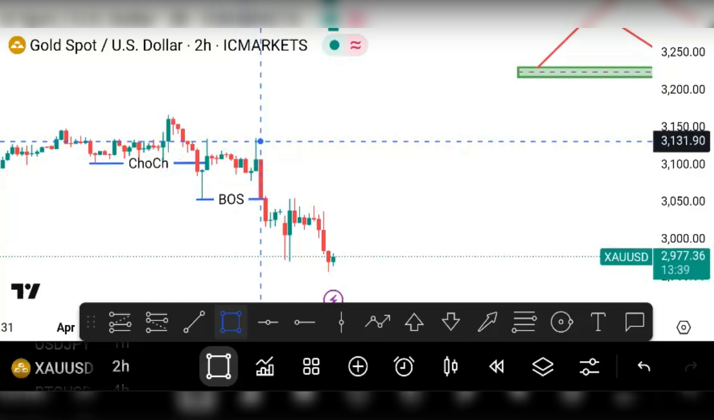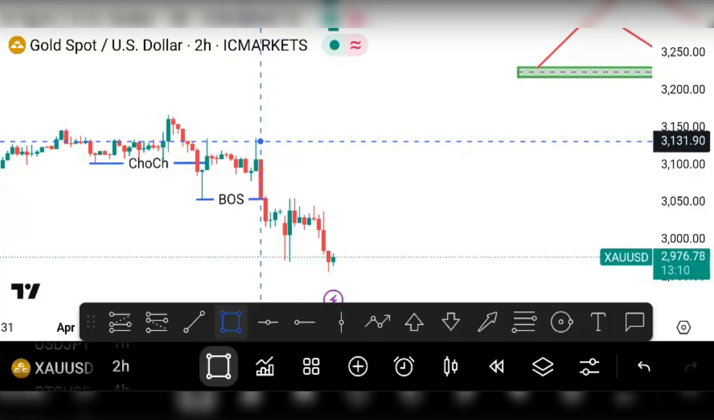A top-down analysis is just like you analyzing from the higher time frame. That's what I am showing you now. I am analyzing from 4 hours, using 4 hours to identify my trend, then using 2 hours to refine what I am finding. Then I will scale down to a lower time frame to look for my entry points. That's what we call a top-down analysis.